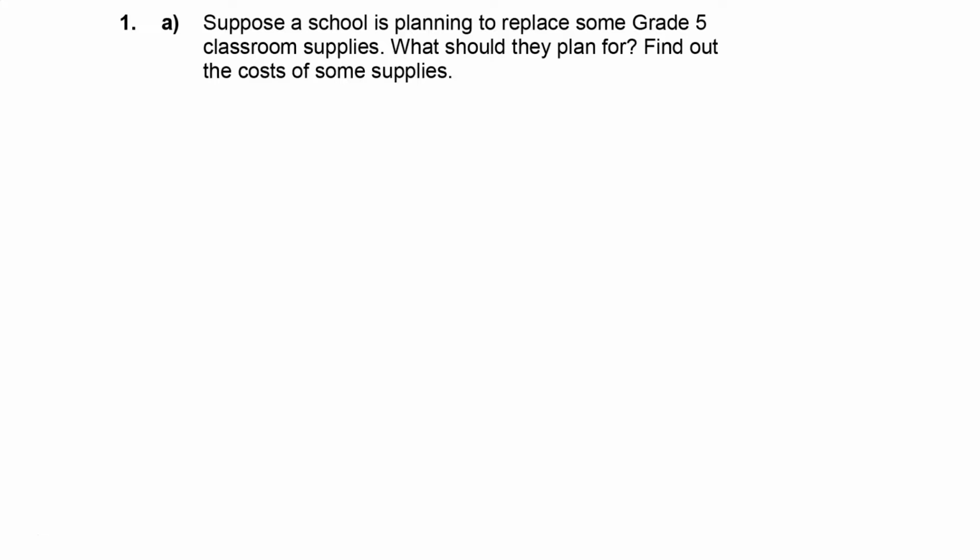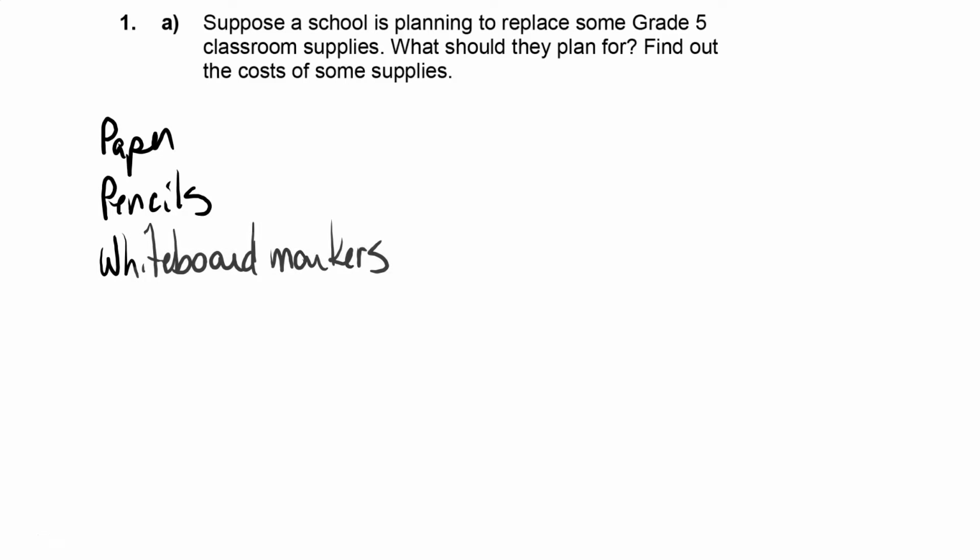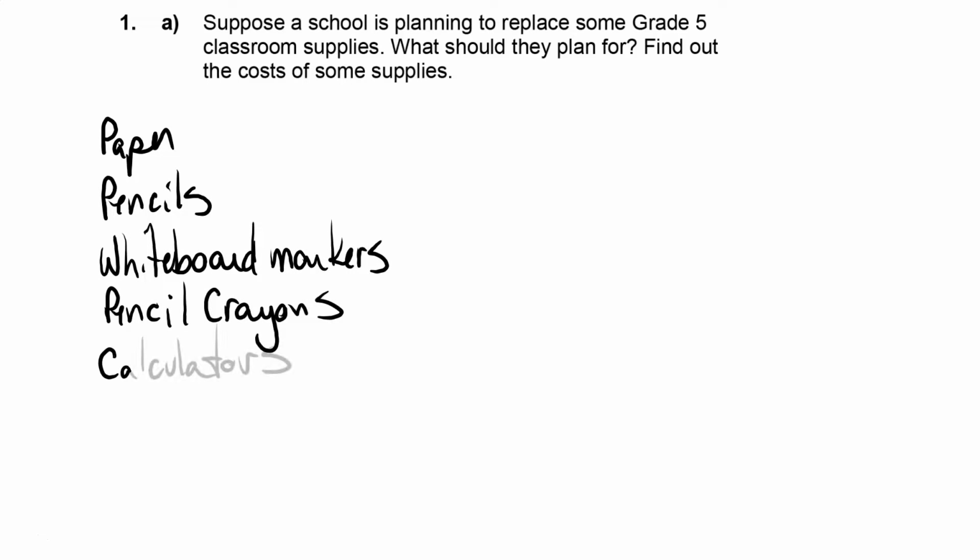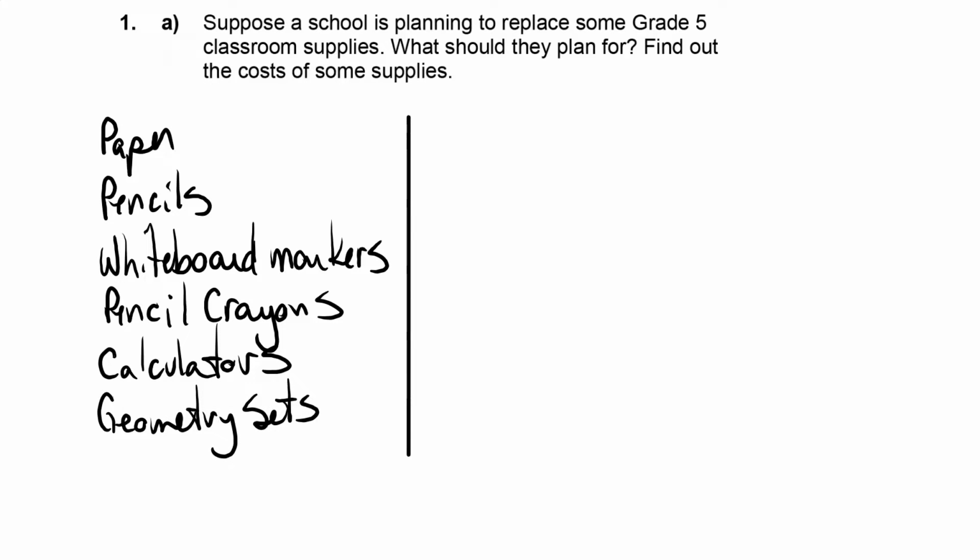So let's think about what we use in our classroom. We've got lined paper, we need pencils, whiteboard markers, pencil crayons, calculators, and geometry sets. And if we did some searching on the web, we might find that a pack of paper costs $5.29 for a package of 400 sheets.